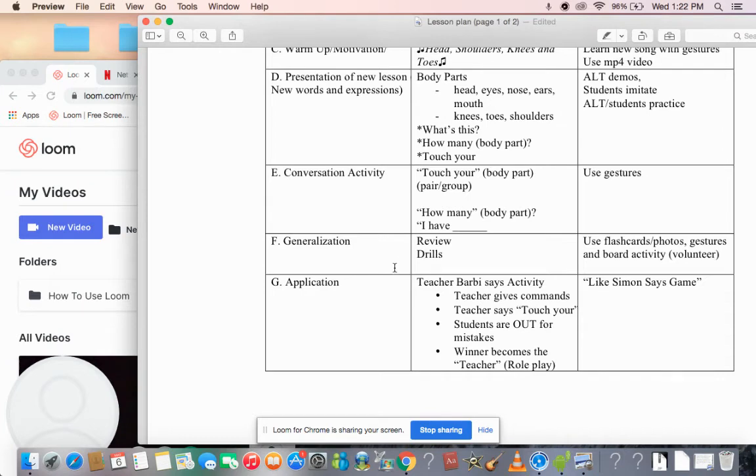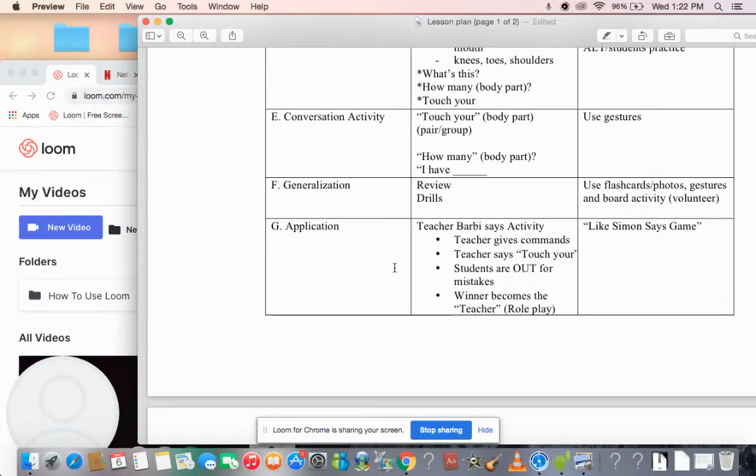Then generalization, so you do a review and drill. You could use flashcards, photos, or some jigsaw puzzle, where they can form the face of a certain celebrity, or maybe a Pokemon character, or something that is related to their culture. So students could relate and would enjoy. For the application, you could do a teacher Barbie says activity, like Simon says, and you do the role play.